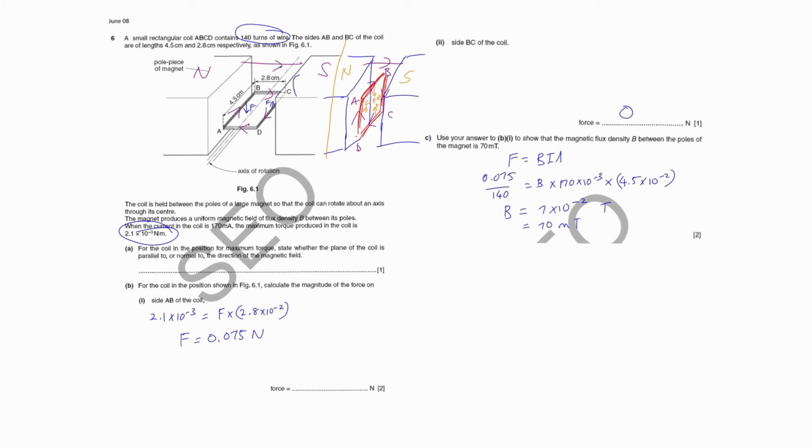For the next part, we are going to find the force on BC. Do you realize BC is parallel to the field? So the answer is just 0. And then the last part, use your answer to show the magnetic flux density between the poles is 70 milli-Tesla.